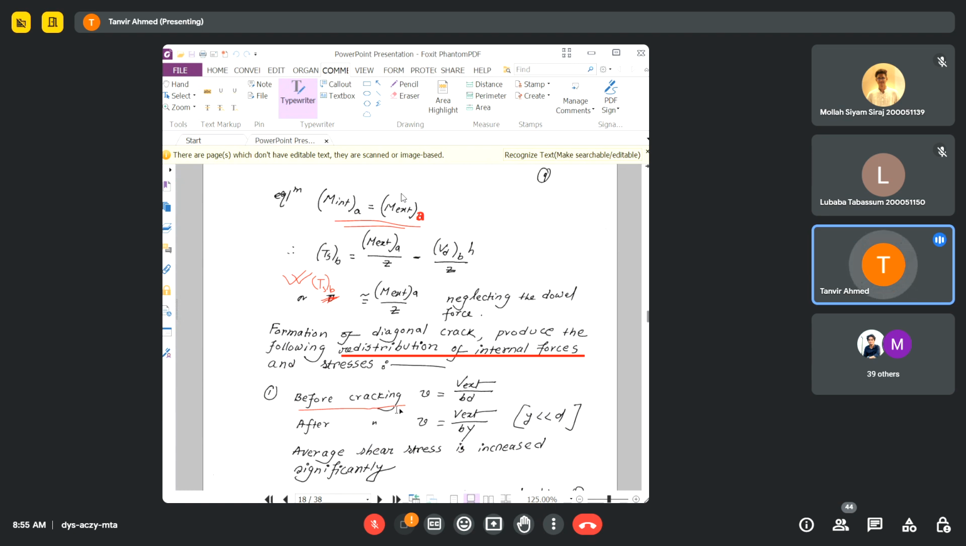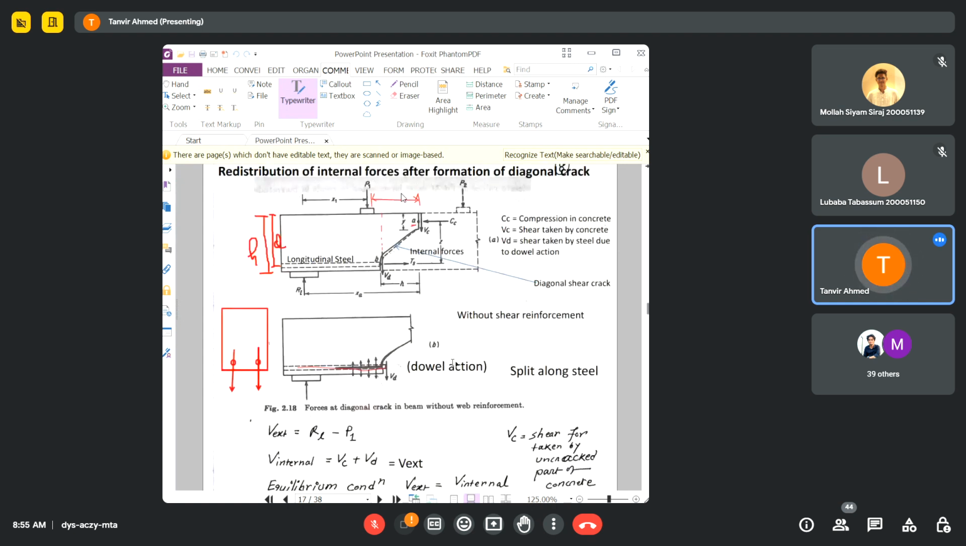Now, before cracking and after cracking. Before cracking, the shear stress in concrete was what? V external divided by BD. Because before cracking, you had all the area effective. So if you simply divide the shear force by your area of concrete, or BD, in that case you can get the shear stress in concrete before cracking.